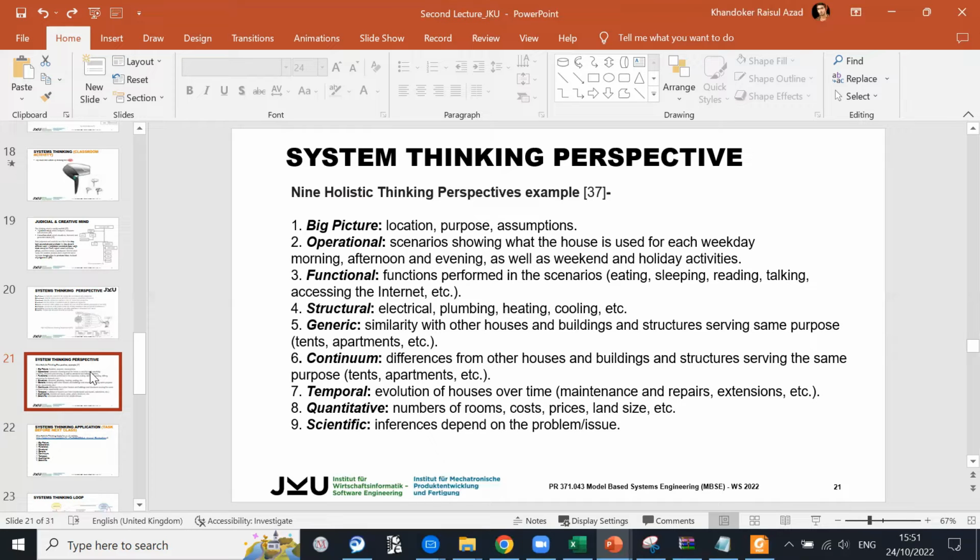Okay, temporal evolution of the system over time, so maintenance and repair and extension. I don't think they talk about anything like that. No, but it could be that first there was the car and the airplane, and maybe a helicopter and the drone.